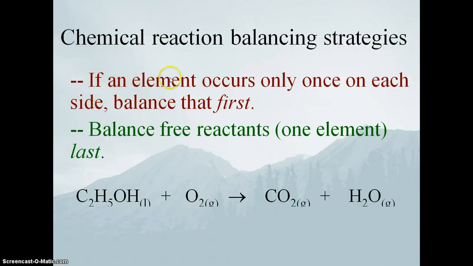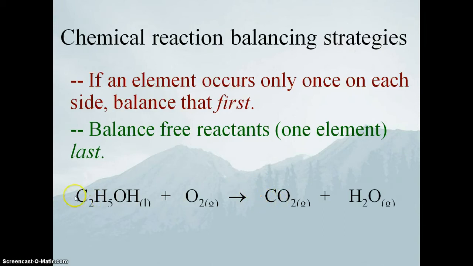The first one, it says if an element occurs only once on each side, balance that first. Again, we're trying to balance the individual components, and we see there's an oxygen there, an oxygen there, an oxygen there, an oxygen there. So trying to balance the oxygen first would be a colossal pain. Now, what I mean by only once on each side, so hydrogen is only in this molecule and in this molecule, so we can balance that first, but I'm actually going to choose to balance the carbon first because it's only here and there.